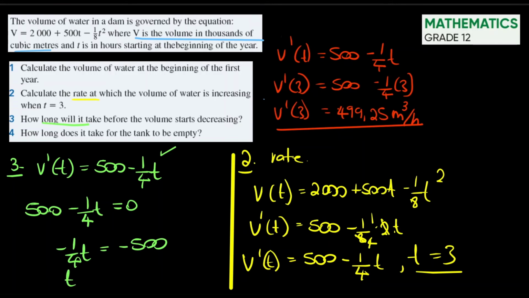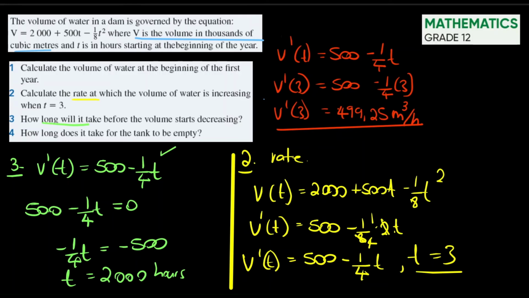And then we divide both sides by 1/4. If we divide both sides by 1/4, you'll find that you are going to get 2,000 hours, which is a very long time. So that's how long it takes before you'll start to see the dam really decreasing.